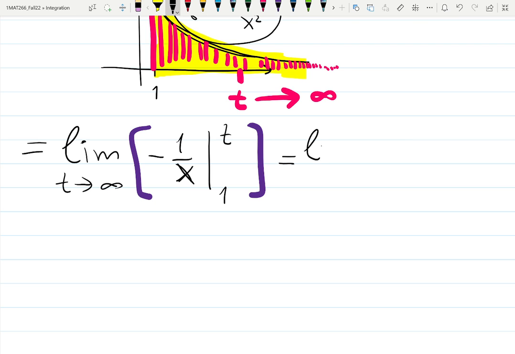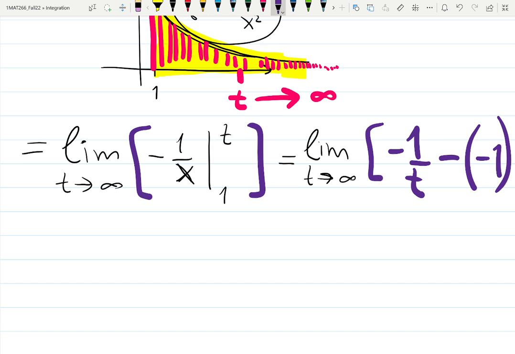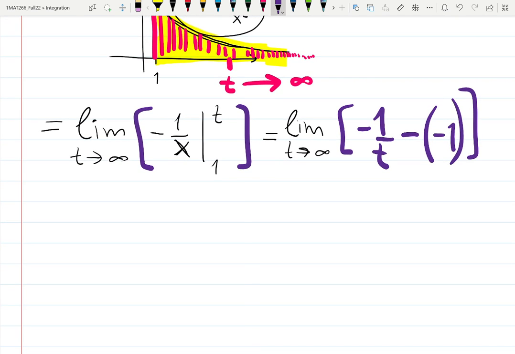Equals limit as t goes to infinity, plug in the top minus the bottom. You will have minus 1 over t minus negative 1. And this is the moment of truth. When the limit comes into the picture, if the answer blows up to infinity or minus infinity, then the integral is called divergent. It blows up. If we have a final answer as a number, then it's convergent. So it converges. It's a stable integral.